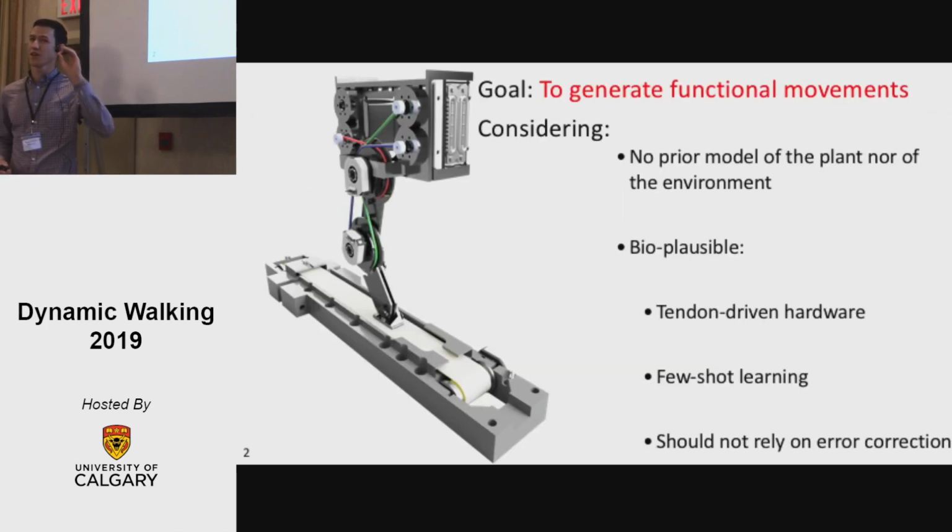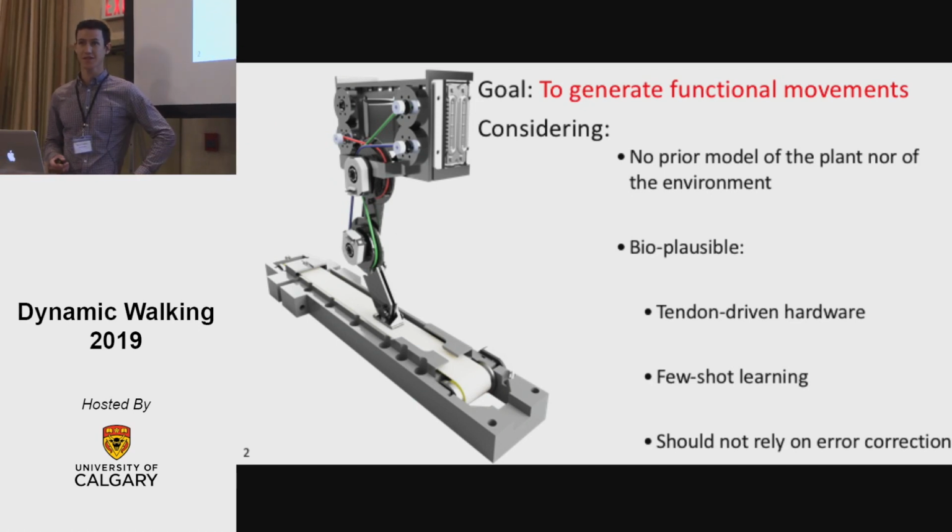Okay, so the goal of our team is to enable this robot to propel the treadmill, the one that is here, considering that the robot has no prior model of itself, nor of the environment. Also, this should be done in a bioplausible way, meaning that the plant that we are using is a tendon-driven plant. It has 3 direct-driven motors that are pulling tendons, and it has 2 joints. This is done in a few-shot learning approach. And also, the procedure we follow should not rely heavily on error correction.